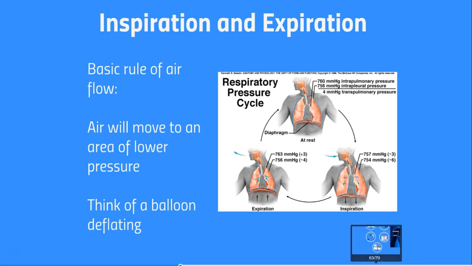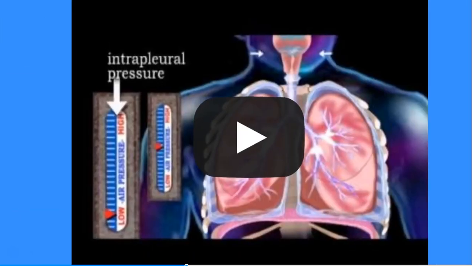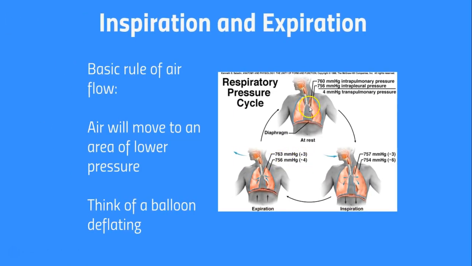In the picture here, you can see at rest the intrapulmonary pressure, and that's the one we're interested in. The intra, within, pulmonary, within the lungs, pressure is 760 mmHg. And I can tell you that at sea level, air pressure outside is 760 mmHg. So at rest, between breaths, there's no air moving in or out, because the pressure in the lungs is exactly the same as the pressure in the outside air.